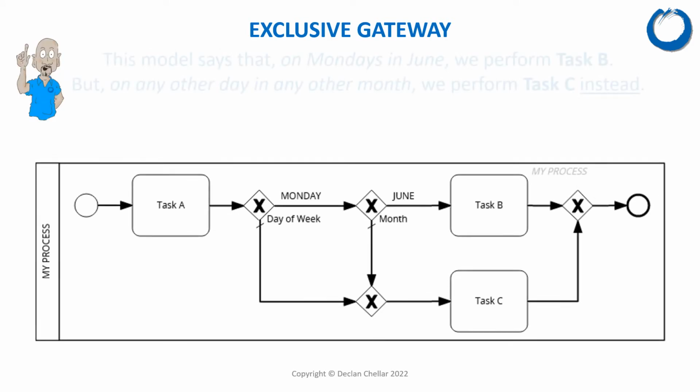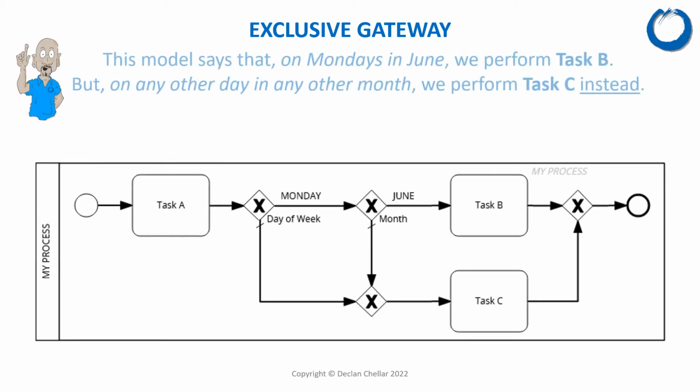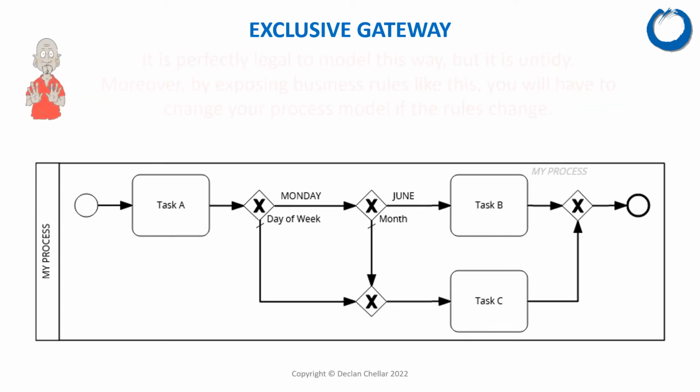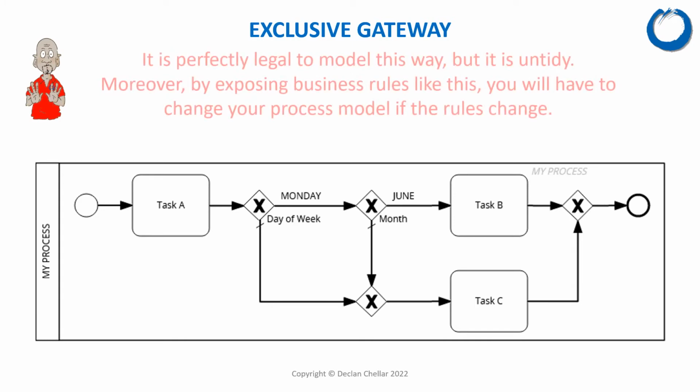This model says that on Mondays in June, we perform task B, but on any other day in any other month, we perform task C instead. It's perfectly legal to model this way, but it's untidy. Moreover, by exposing business rules like this, you will have to change your process model if the rules change.